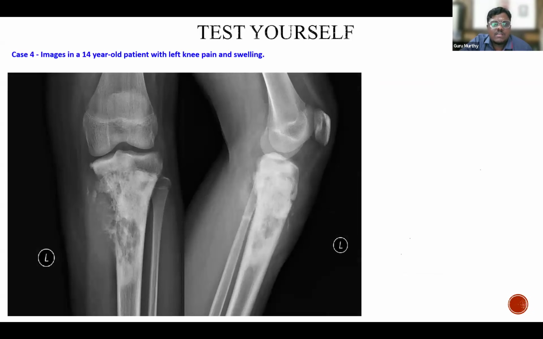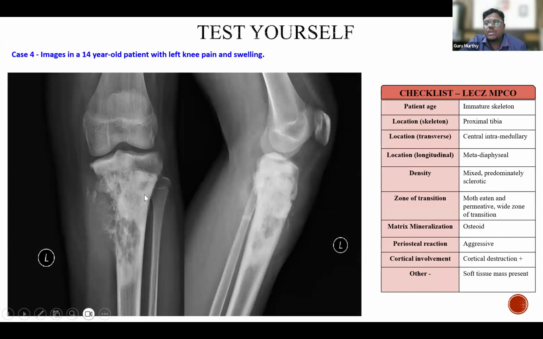So the last case we'll see is an aggressive kind of lesion. On seeing it, you will be able to pick that it is an aggressive kind of lesion. So we'll go through the checklist. There is an immature skeleton, and the proximal tibia is involved. There is a central intramedullary mixed type of lesion, both sclerotic and lytic, and the lytic part, you are able to make out, is permeative, moth-eaten type, and there is a wide zone of transition.